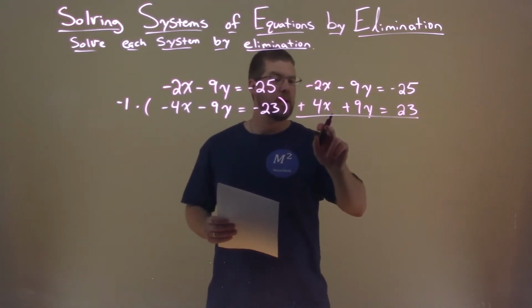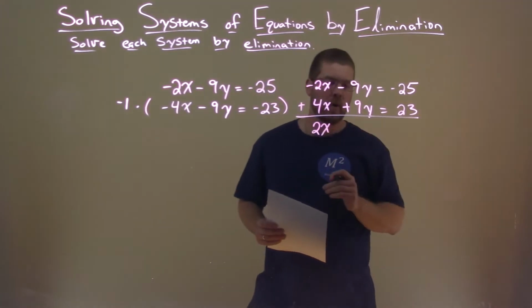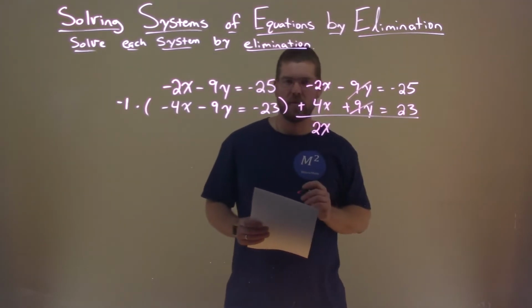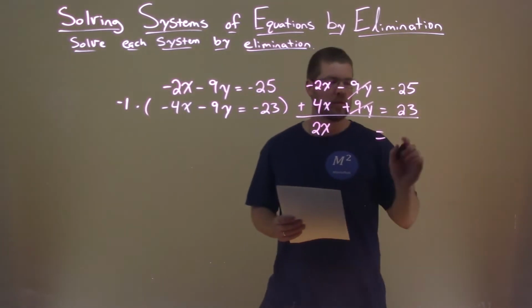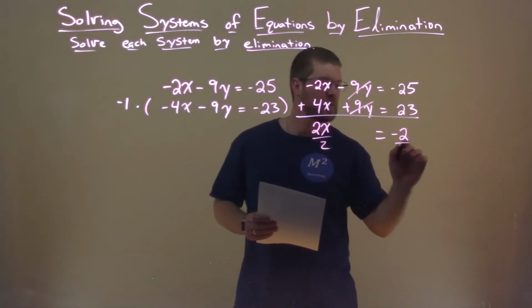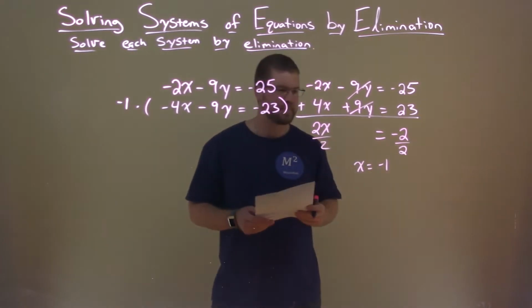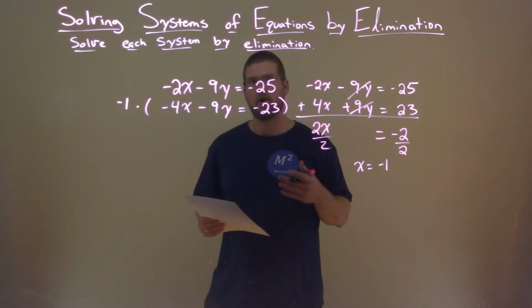Negative 2x plus 4x is a positive 2x. Negative 9y plus 9y is 0y. Don't really need to write that. Equals, negative 25 plus 23 is a negative 2. I now divide both sides by 2, and we're left with x by itself, which is a negative 1. So with that information, we need to move on and solve for y.